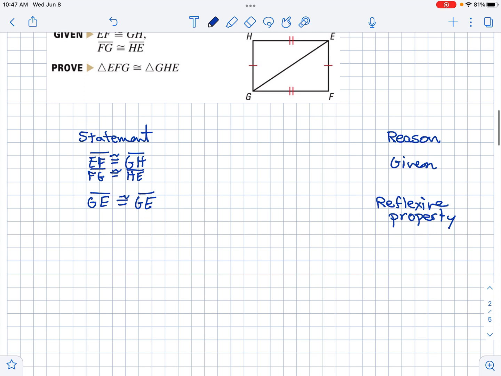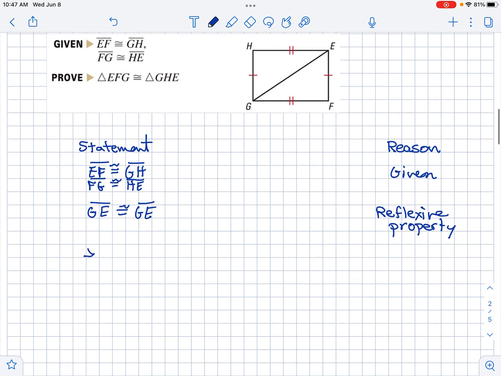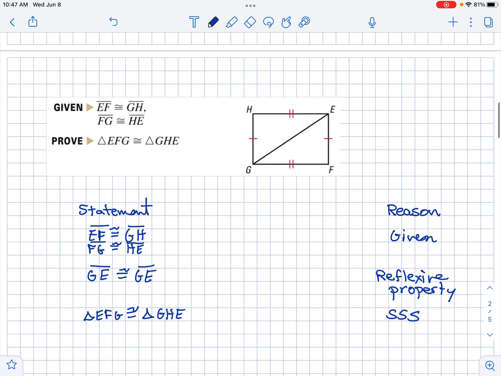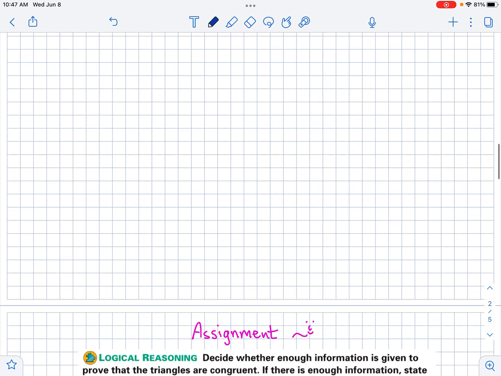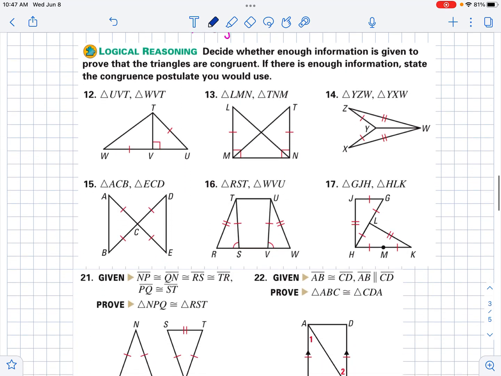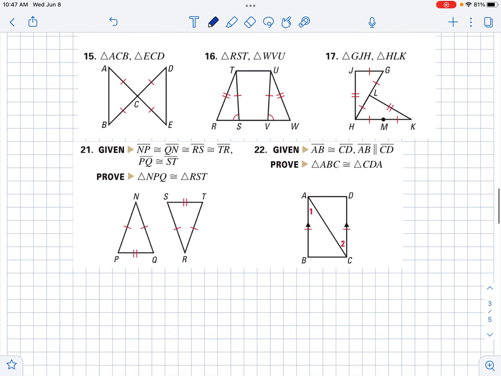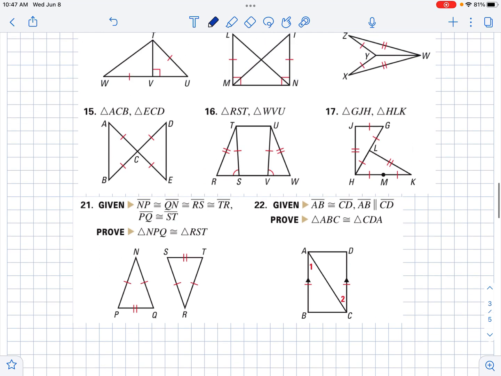Therefore, we've got the triangle EFG is congruent to GHE by side, side, side. Yeah, and that's enough. So there we've got two little postulates that we can use to show triangles are congruent. And then we've got a few little practice problems down here. A couple of proofs that you can play around with.